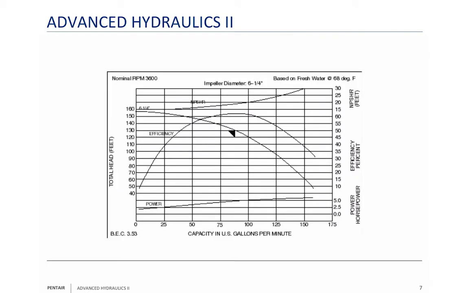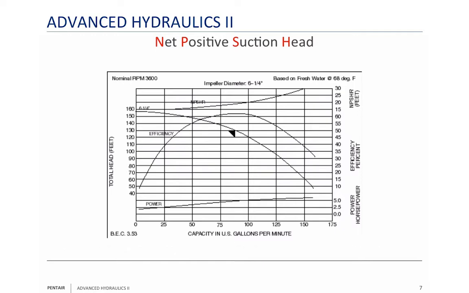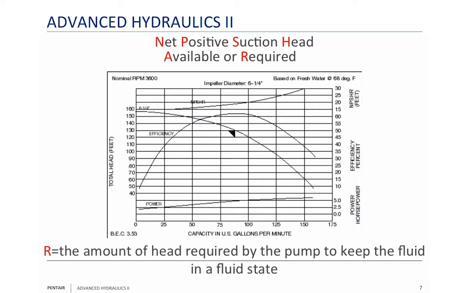Okay? Now, this is a pump curve here, and there's actually 4 curves in one. All right? The title of this, and if you're following along, this is on page 11 in the Water Systems Training Manual. The title of the page is Net Positive Suction Head, NPSH. There are 2 types. There's NPSH-A and NPSH-R. We're going to talk about R. Okay? R means the amount of head required by the pump to keep the fluid in a fluid state.